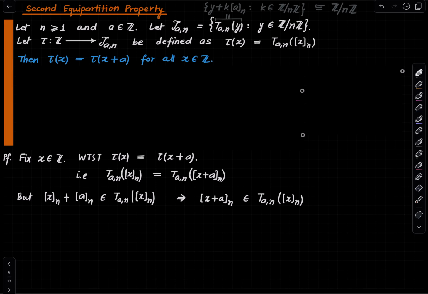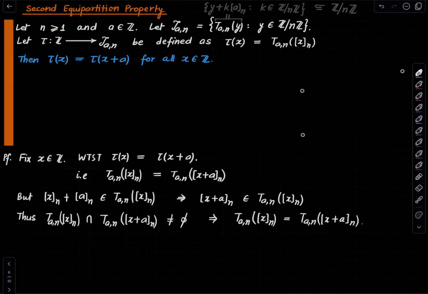So let me write that down. So thus, this is non-empty, and hence these two things are equal by the first equipartition property, which we just called the equipartition property back then. Correct? So that proves the blue statement.